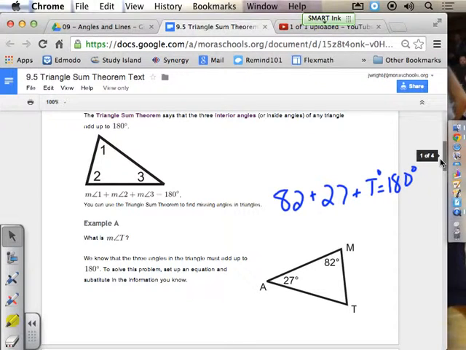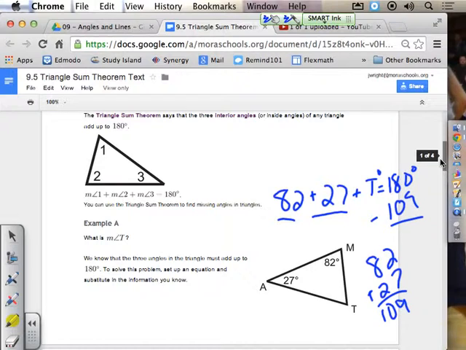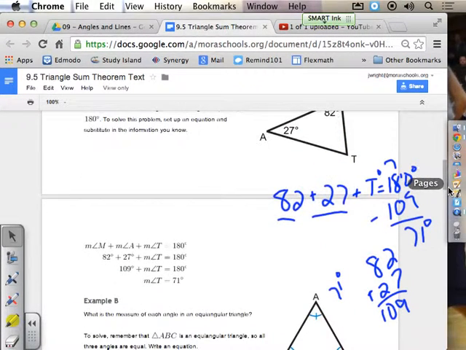And then you would subtract these two numbers from 180. You could add them together first if you wanted to, and get 82 plus 27 equals 109. And then I could take 109 minus 180, do some borrowing, and I would know that that third angle is 71 degrees. Okay? Similar to what they did right there. Okay?